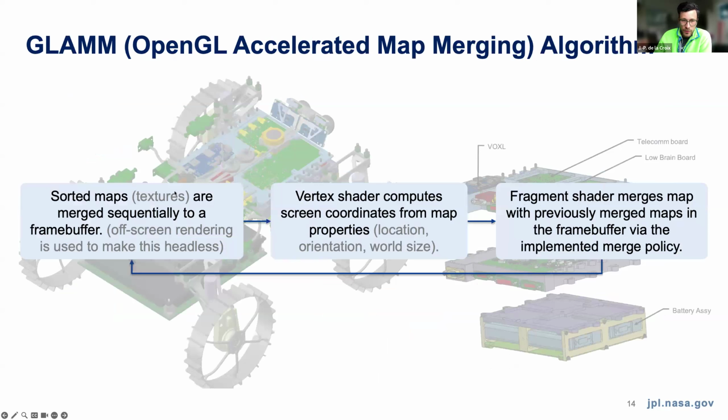So when you put that all together, you really get this kind of algorithm where you sort the maps, and then you sequentially do your merge operation into a single off-screen frame buffer. Your vertex shader again computes screen coordinates from map properties, so your location, orientation, world size. That gives you the transform. So the vertex shader very quickly just applies to the texture all the transforms, basically as a rectangle that it can then put into the frame buffer. And then the fragment shader goes over the entire image, which will represent your merged map, which is the larger frame buffer, and then just pixel by pixel applies the merge policy, and then you just iterate this until you're through with all of your maps, and then you have a merged map.